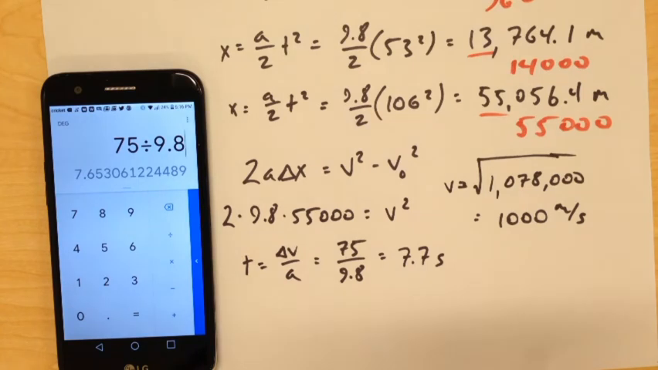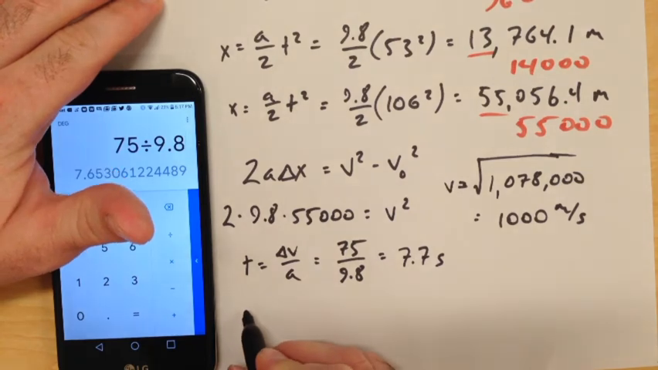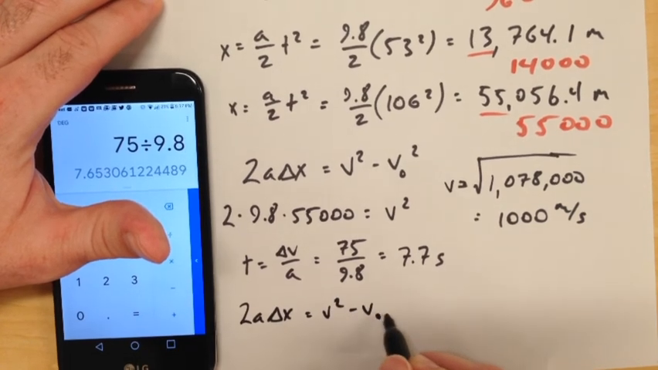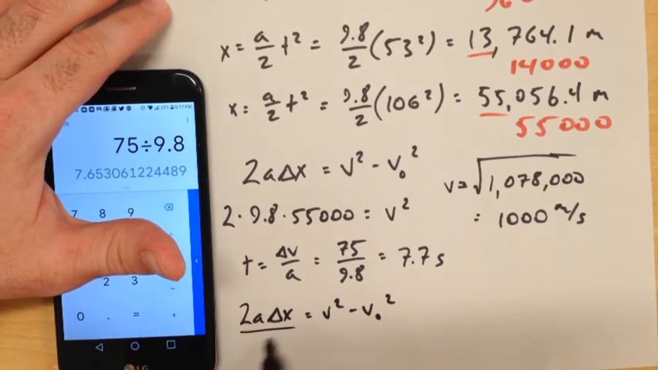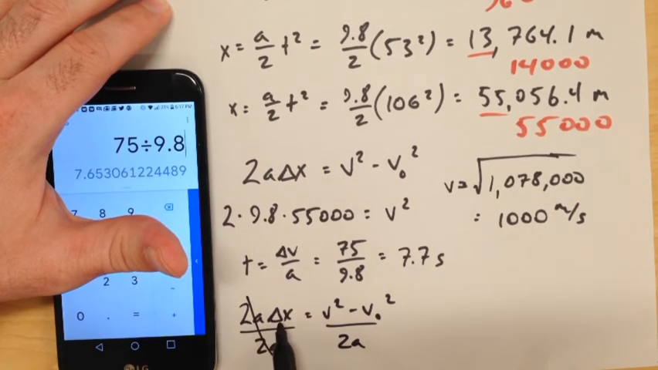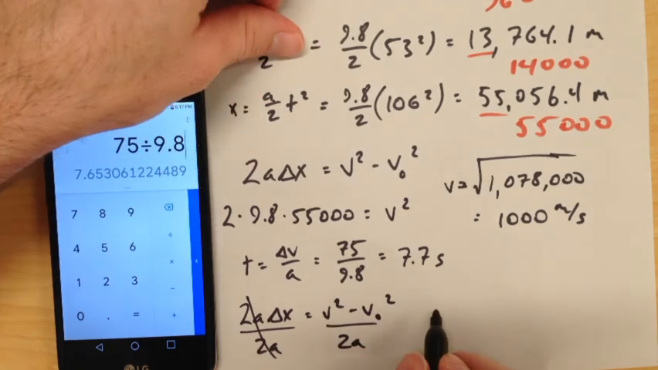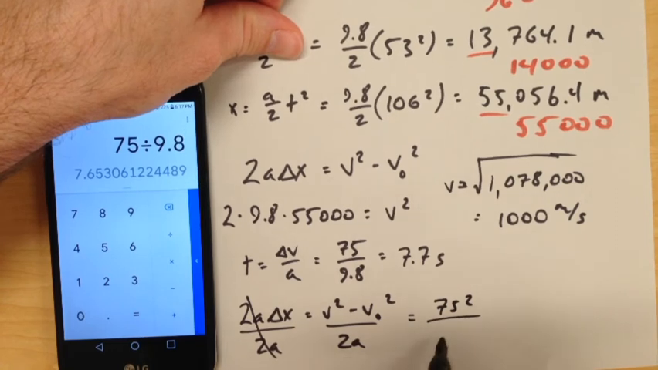We're looking for a distance here, so I can go ahead and use this equation again. 2a delta x equals v squared minus v sub 0 squared. Since we're looking for a delta x, I can just divide both sides by 2a. And so the distance is going to be final speed squared minus initial speed squared over 2a. The initial speed is 0. The final speed is 75. So I'm looking at 75 squared over 2a. That would be 2 times 9.8.